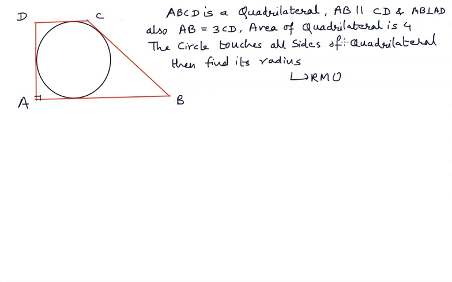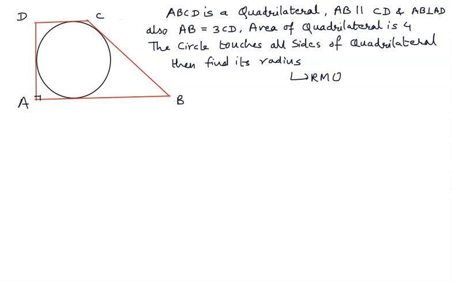It is also given that the area of the quadrilateral is 4 unit square and the circle that is there touches all the sides of the quadrilateral, and then we have to find the radius of the circle. So this is the question, and unfortunately we did not get any responses, only one response which was a correct response, but we will see how to get this particular problem done.